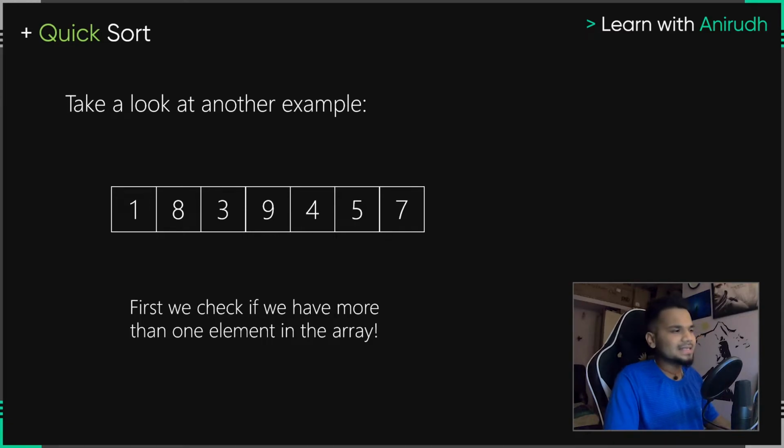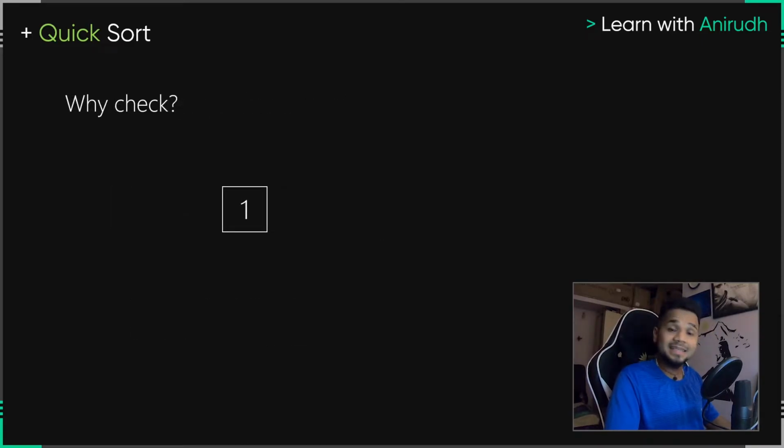Now, okay, in our current example, we have 7 elements. It is fine. We can look at it and we can say, hey, we have more than one element. What is the fuss all about? But what if you had only one element? This is the reason we have to check.